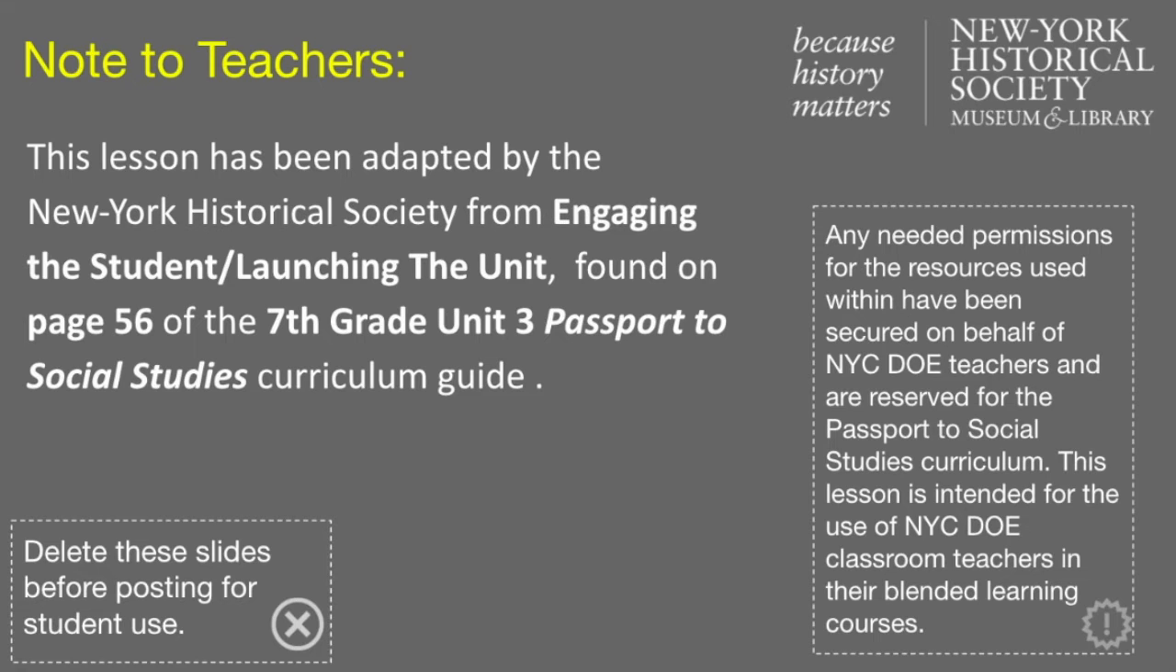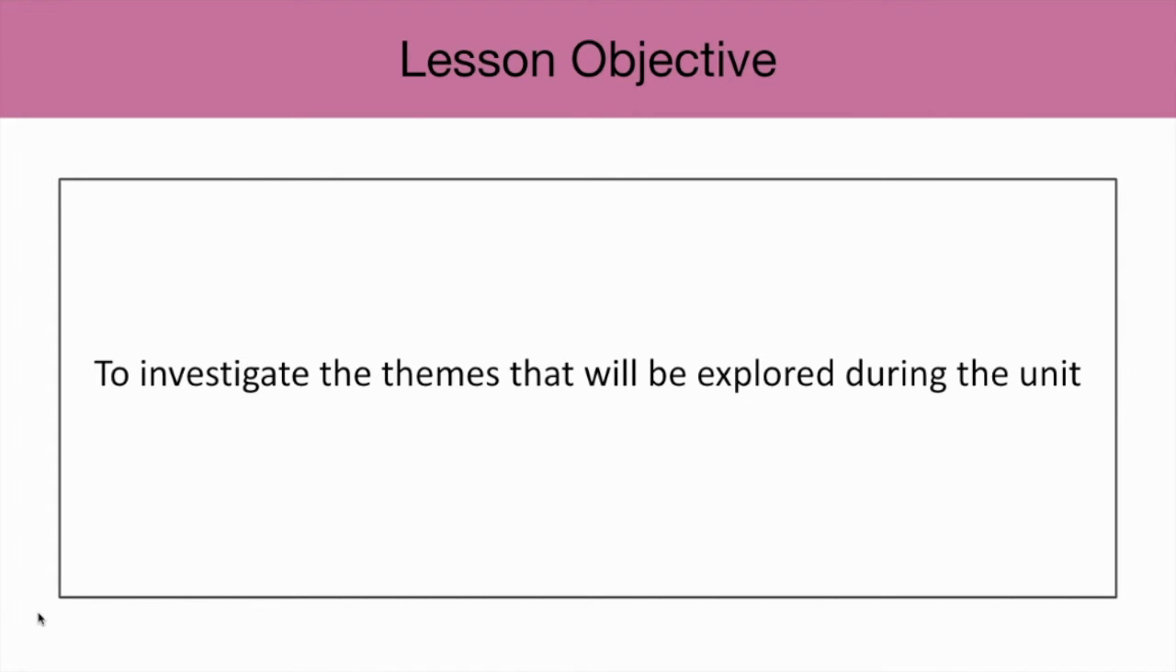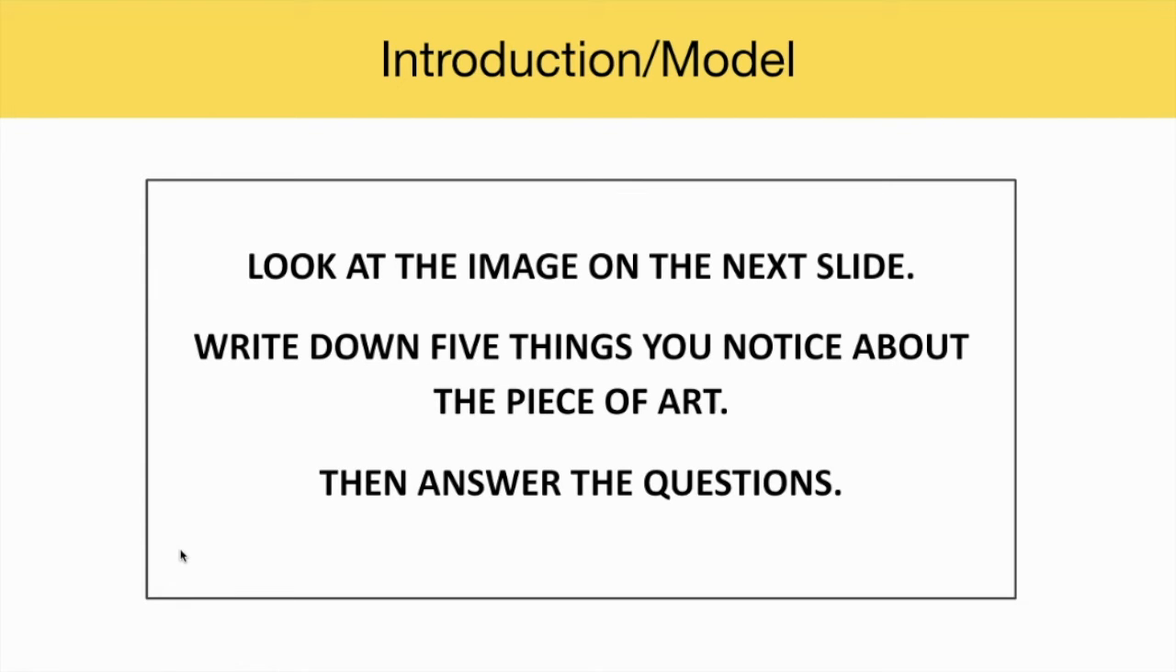If you want to read more about launching Unit 3, make sure to check out page 56 of the 7th grade Passport to Social Studies curriculum guide. The lesson objective for the Unit 3 launch is to investigate the themes that will be explored during the unit. The introduction to model asks students to look at the image on the next slide and write down 5 things you notice about the piece of art, and then answer the questions.